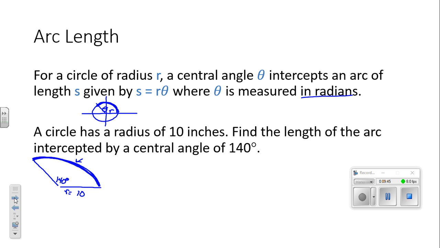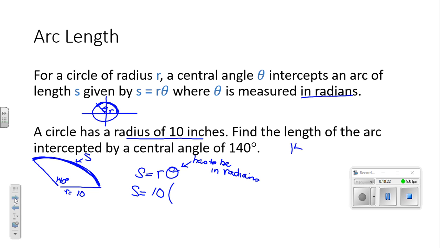Okay, we're looking for the arc length. We're trying to find s, right? And so we're going to use the formula s equals r times theta, but the key to this is theta has to be in radians. Okay, so r is 10. So convert your degrees to radians. So to find s, we're going to take this 10 times theta in radians. So 140 degrees times what will get me radians?